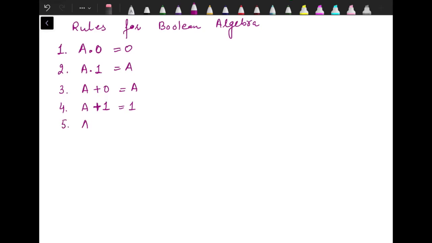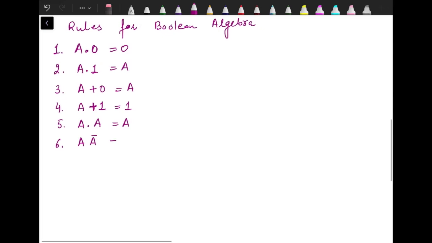Then AND operation of same variable with itself will result in the same variable. Like 0 and 0 is 0, 1 and 1 is 1. Then AND operation of a variable with its complement will always result in 0. What's the reason? Because if this variable is 1, then its complement is 0. Or if this variable is 0, again it will result in 0 only.